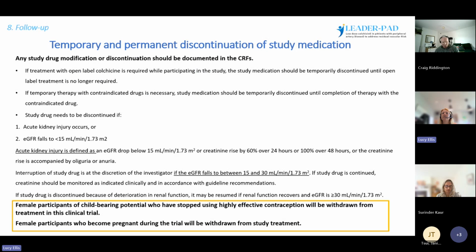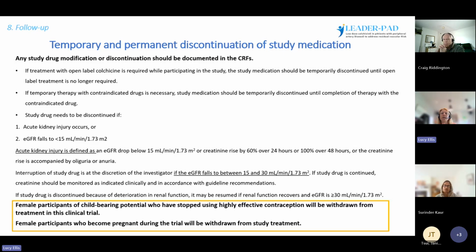And in terms of other temporary or permanent discontinuation processes, if at any point treatment with open label colchicine is required while they're in the study, the study medication does need to be temporarily discontinued until the open label treatment is no longer required. The same applies if any temporary therapy with any of the contraindicated drugs is necessary. Again, the study medication should be temporarily discontinued until completion of therapy with that contraindicated drug.